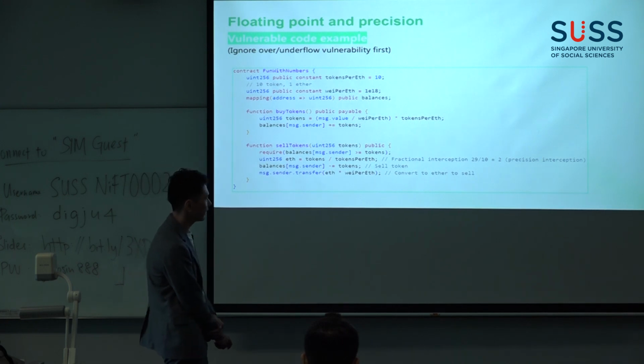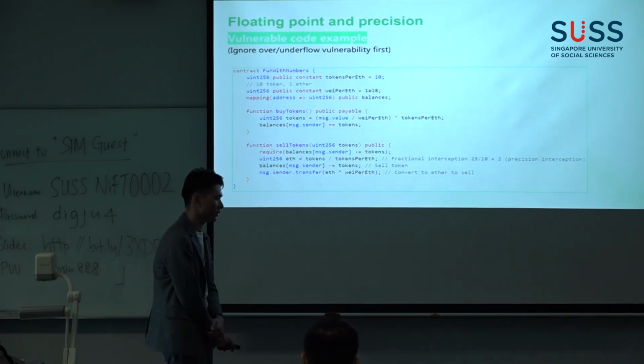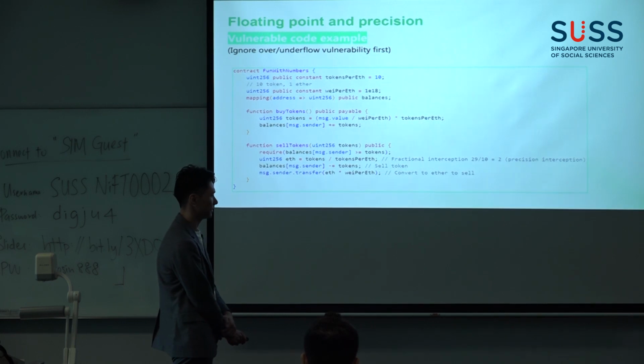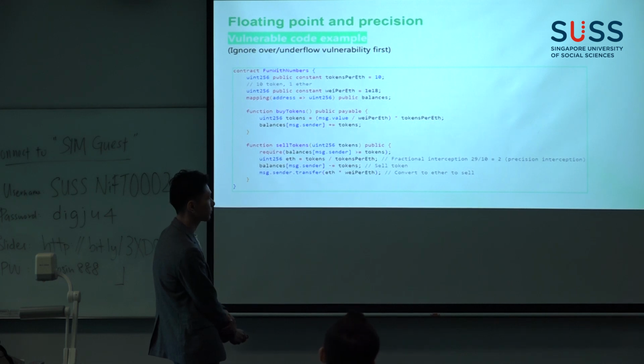The logic seems okay, but the floating point problem means that the business logic might be in peril, because imagine if the token number is 29 and tokensPerETH is 10. The resulting ETH will be 2. The 0.9 ETH will be discarded completely. The seller will be put in a disadvantaged position.